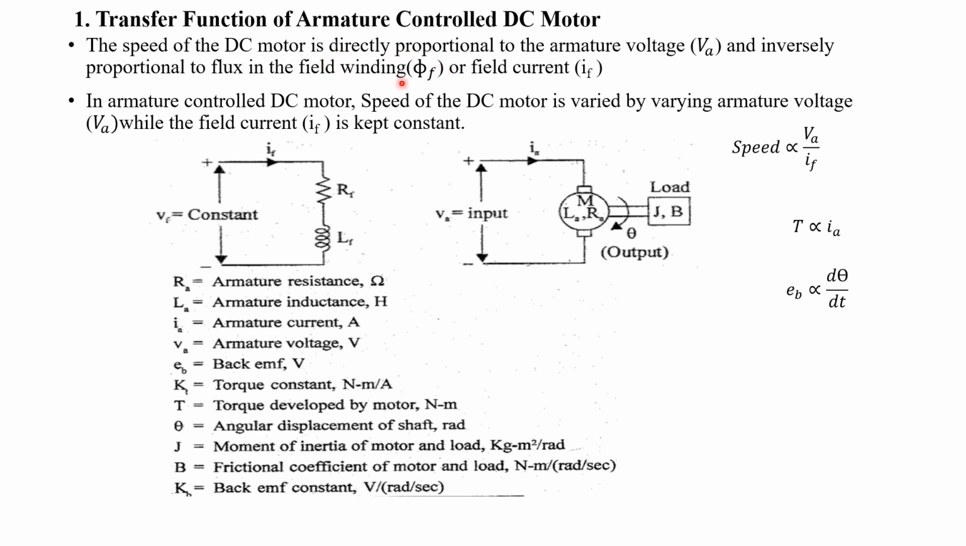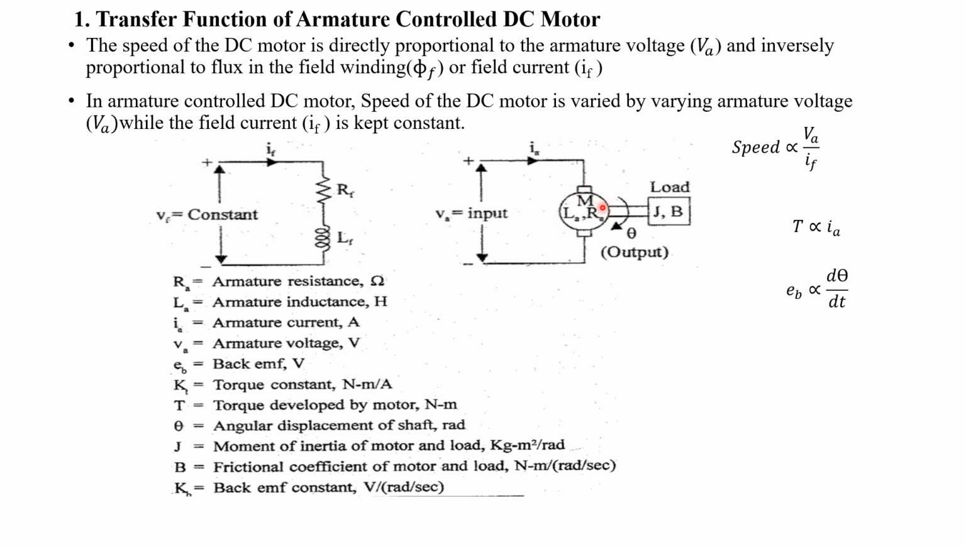In armature controlled DC motor, the armature voltage VA will be varied to vary the speed of the motor. So we have to keep the field part constant. We are not varying VF, so due to that IF will be constant. But here we are varying the value of VA to vary the speed. Due to that there will be a variation in IA, and also the motor starts rotating.